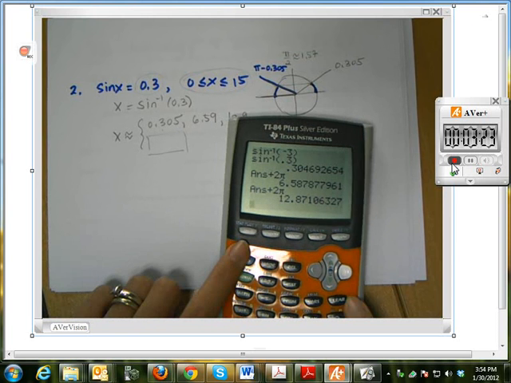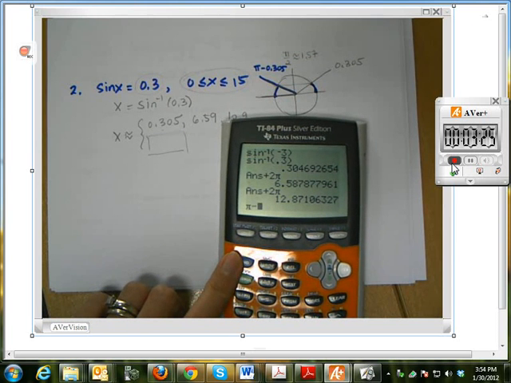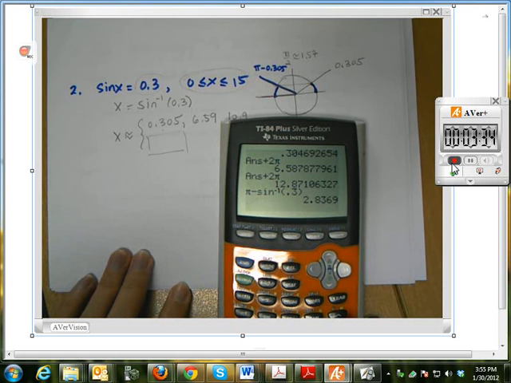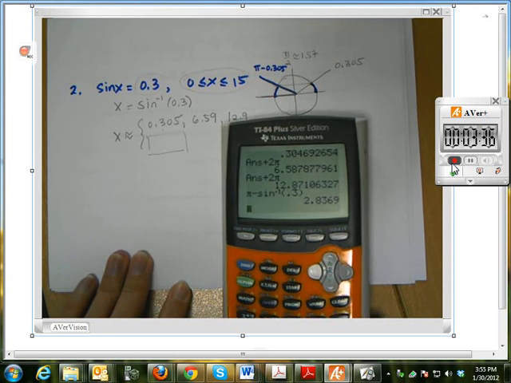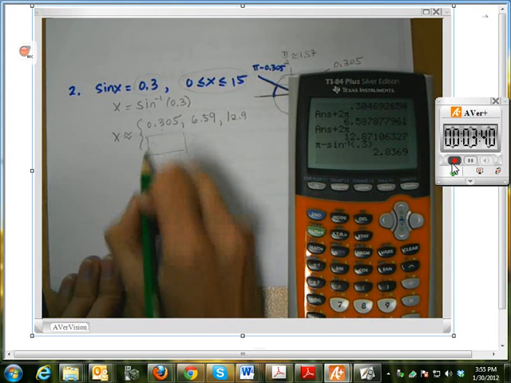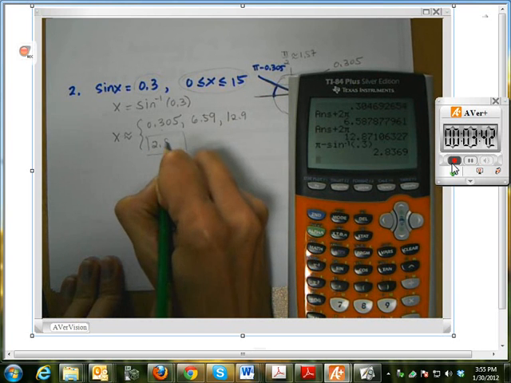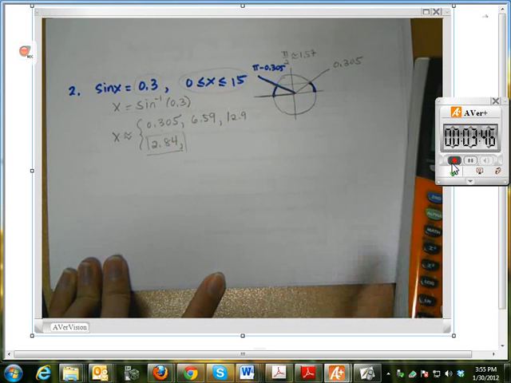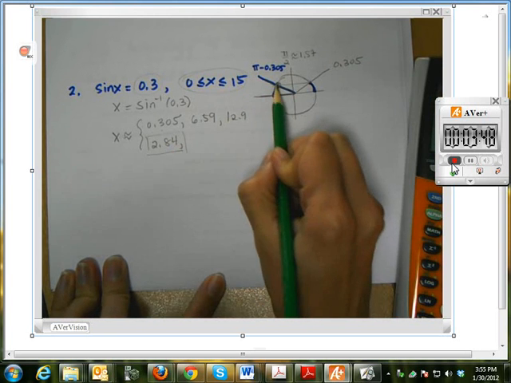Actually, let me say that again. I'm going to do pi minus the inverse sine of 0.3. That's going to give me a more exact value. So I get 2.8369. I'm going to round that to 3 sig figs since it's so many decimal places. So I get 2.84.